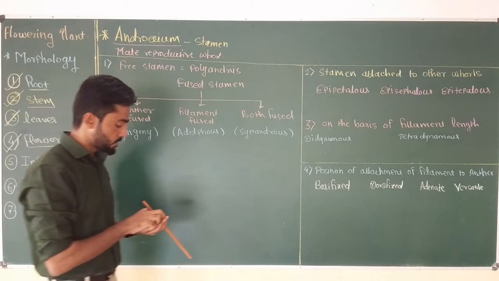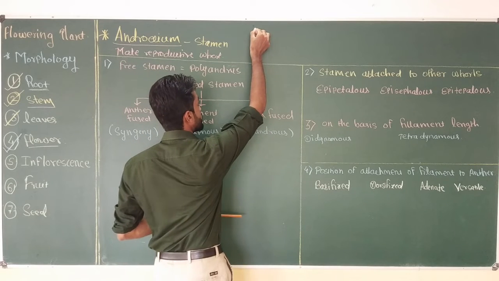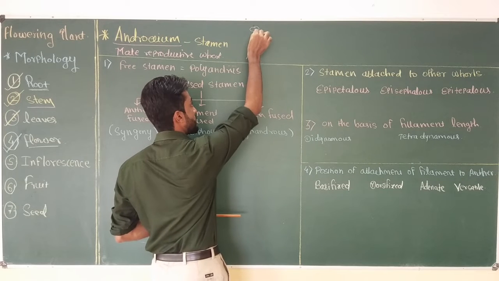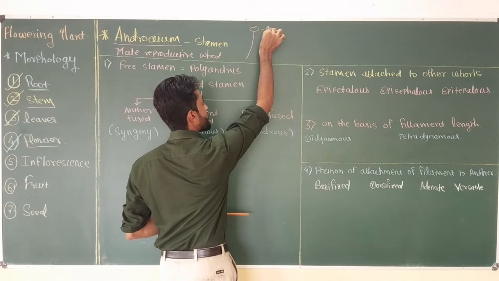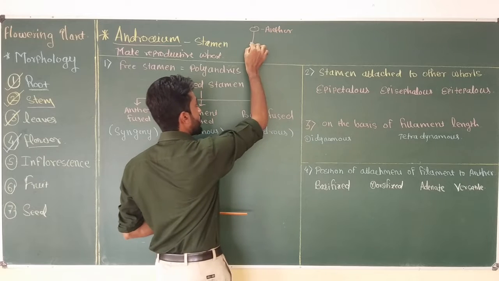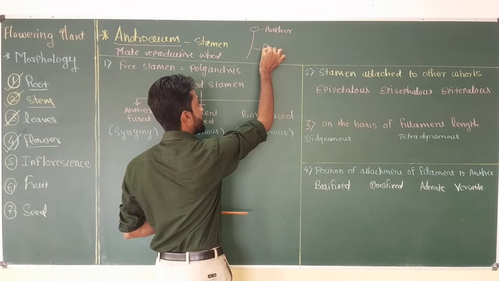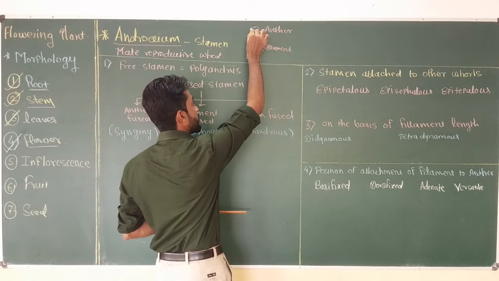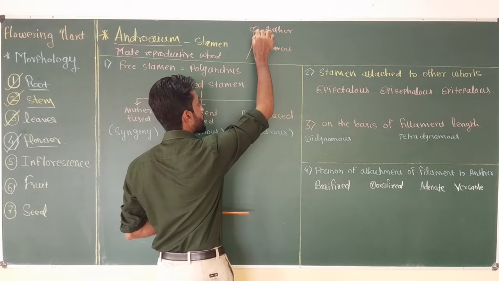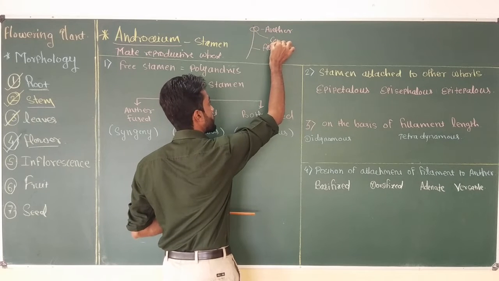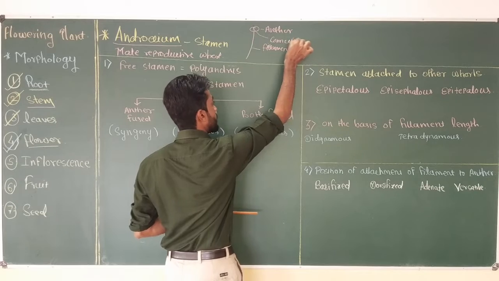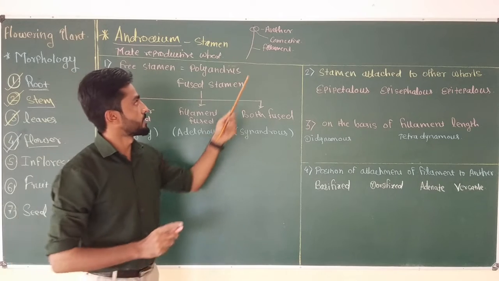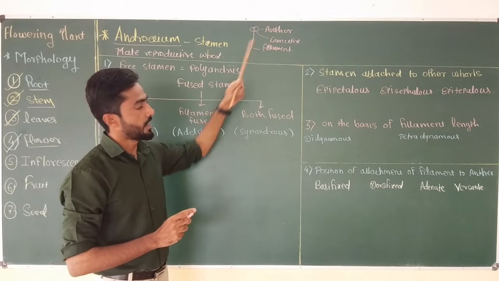Suppose we draw the structure of the stamen. In that case, we find a swollen part, which is called the anther, a stalk of the anther called the filament, and in between the different lobes of the anther, a third part is present called the connective. So each stamen in the androecium is made up of three different parts: filament, anther, and connective.